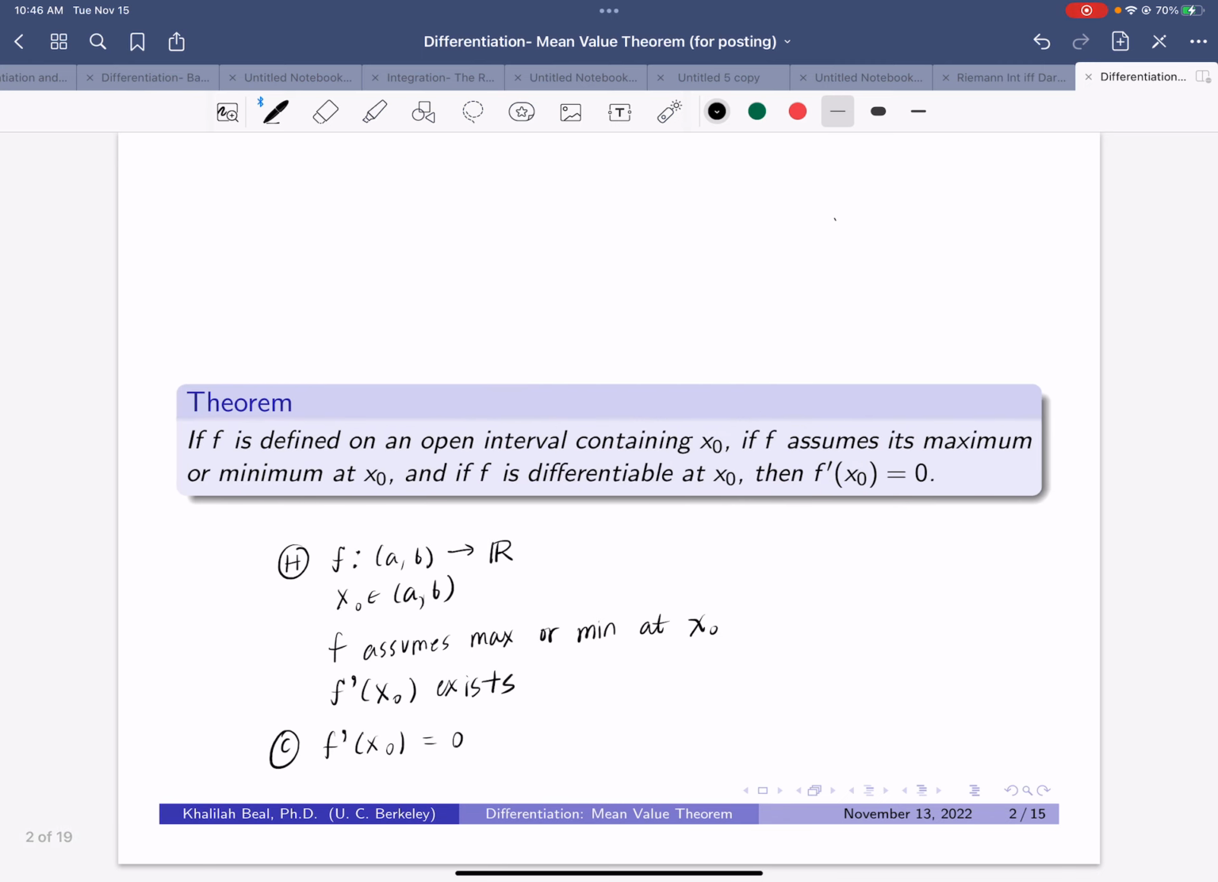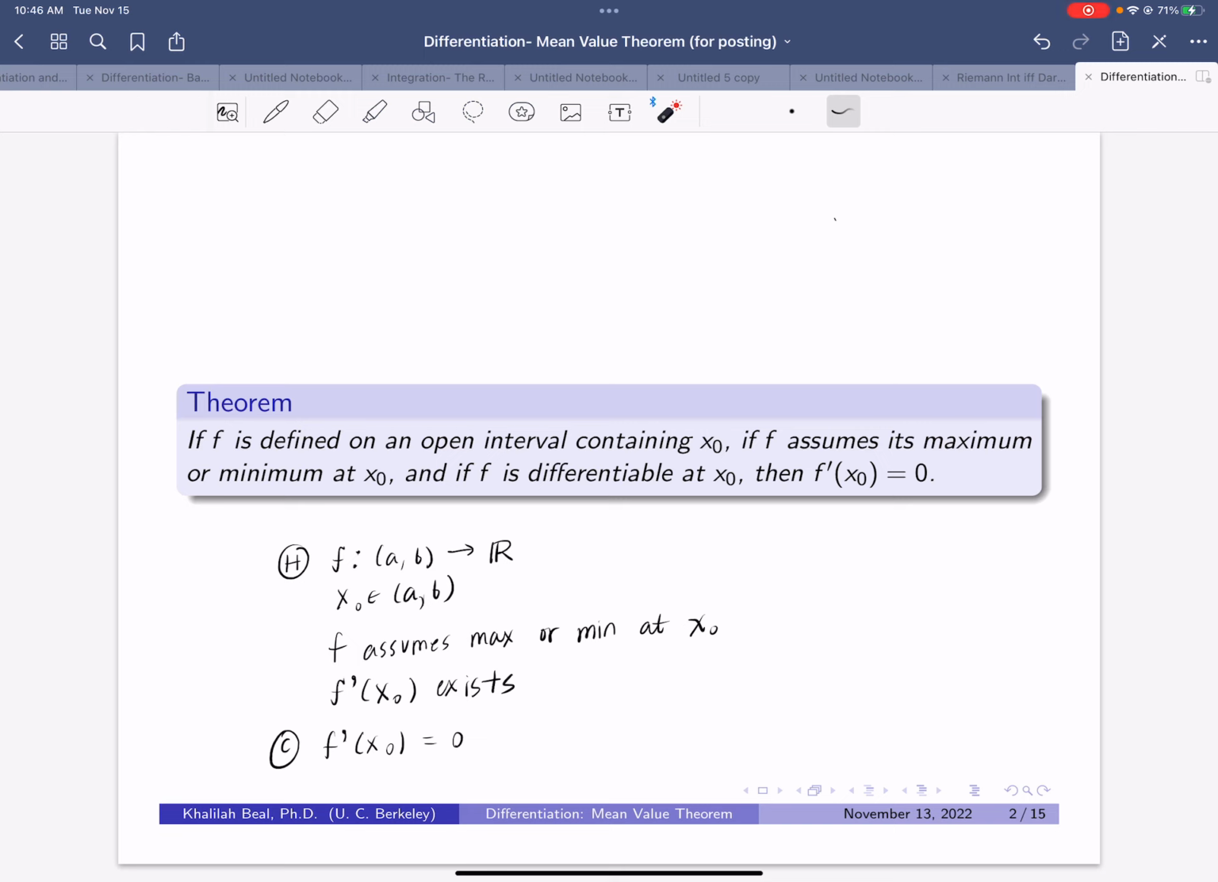And our first theorem shouldn't be unfamiliar. It says if you have a function that is differentiable at a point and the function assumes a max or a min at that point, then the derivative actually has to be equal to 0. So the derivative at a max or a min, assuming your function is differentiable there, has to be equal to 0. So I've written here the setup, the hypothesis, and the claim.